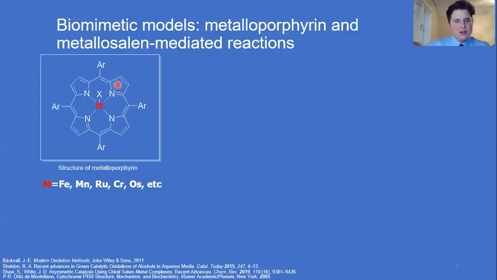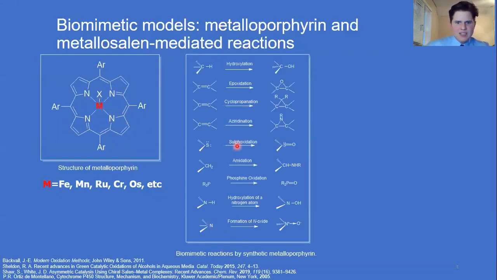So shown here is a metalloporphyrin, which mimics the active site of those P450 enzymes, and it consists of this porphyrin ring with transition metals in the middle of it. Now, several reactions can be carried out using metalloporphyrins, including hydroxylation, epoxidation, and sulfoxidation.